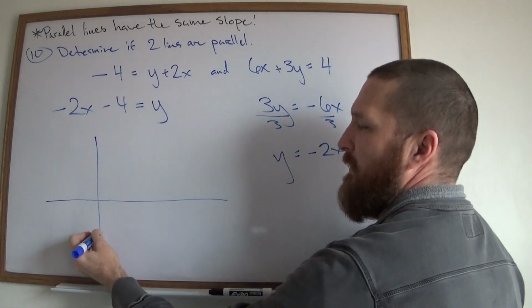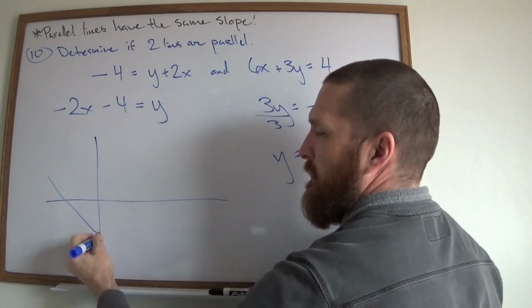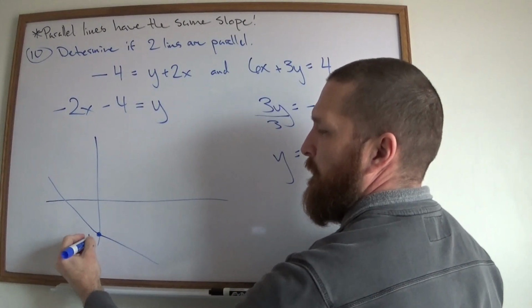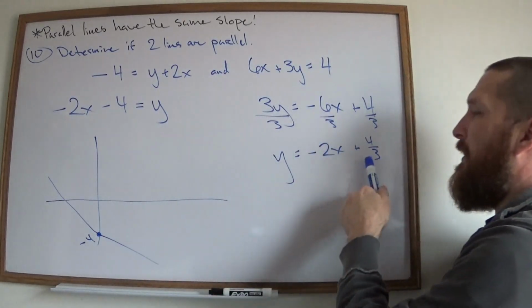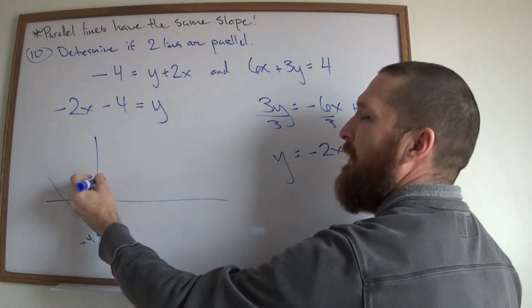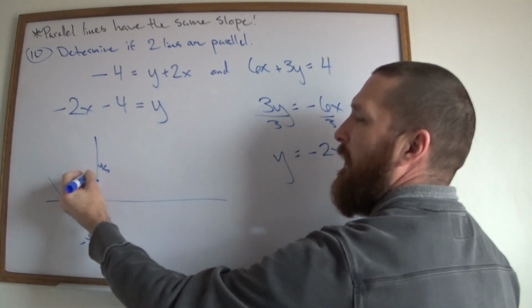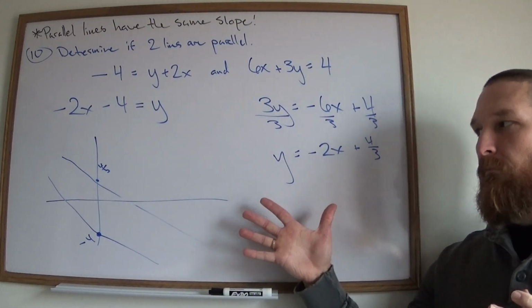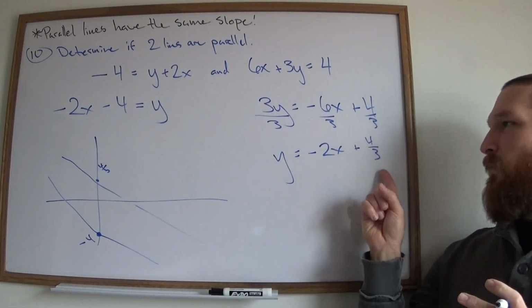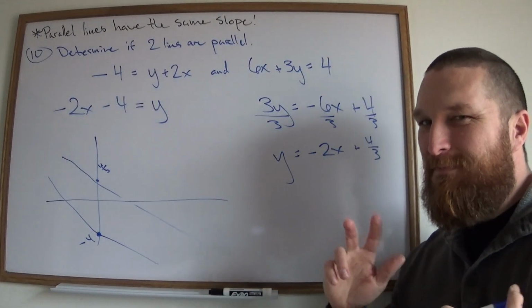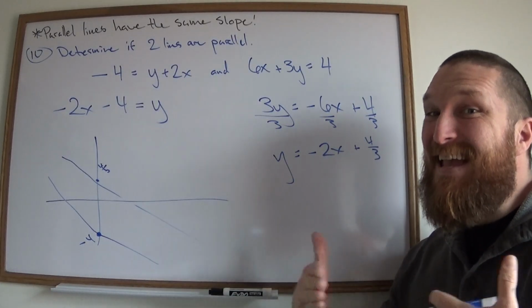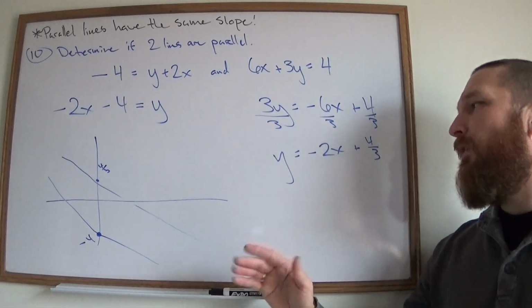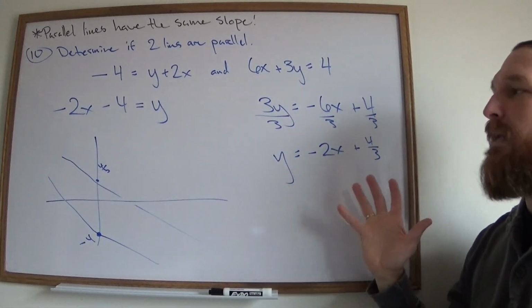One of them is down here at -4, and it's -2x. That's that one. This one is -2x, but it's up here at 4/3. So be careful with that, because what if it worked out that this one was also -4? Well, they wouldn't be parallel lines, they'd be the same line, right?